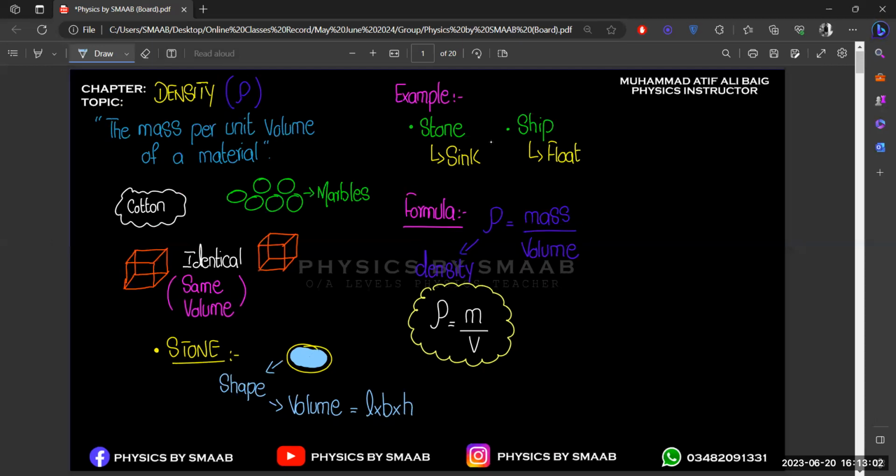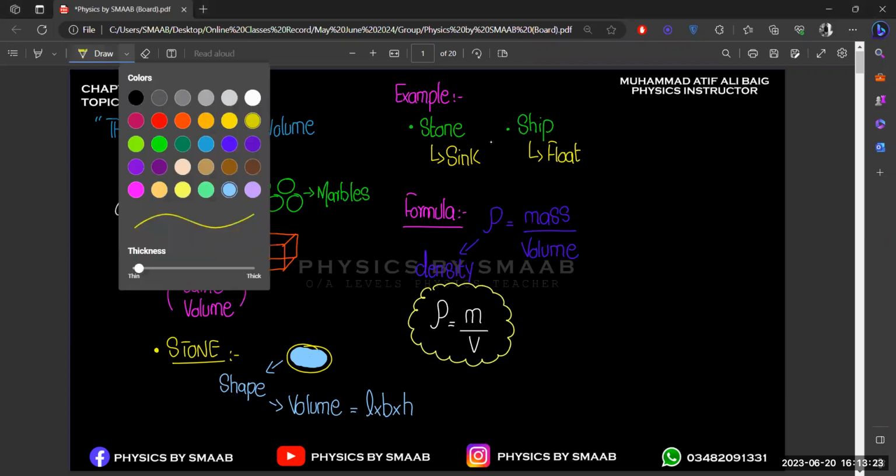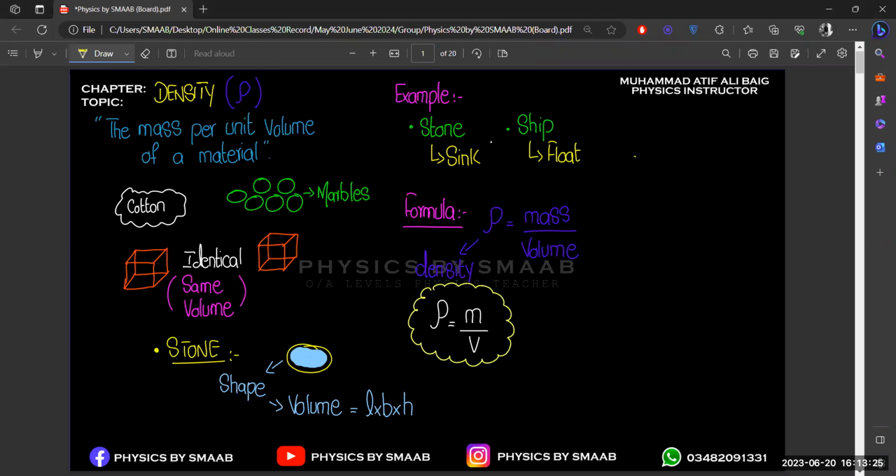No, sir. Okay, so basically, the stone is made up of a solid material, and that solid material is divided into the given shape, or in scientific terms, into the given volume, right? So this is the volume, and this is the shape in which the total mass of the stone is divided. Okay, now let's consider the second example, and the second example is of a ship.